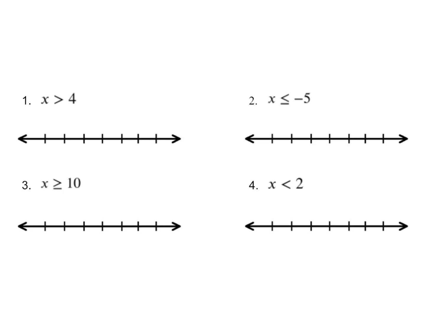As a quick review, if the symbol is greater than or less than, you would use an open circle on the number line. If the symbol is greater than or equal to or less than or equal to, then we would use a closed circle because it would include that value, be equal to that value.